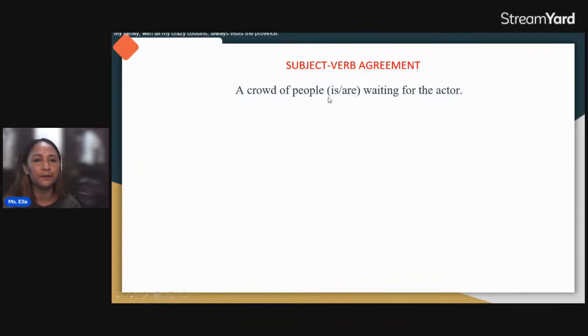Let's continue. Now, here: a crowd of people is or are waiting for the actor. Is it is, or is it are?